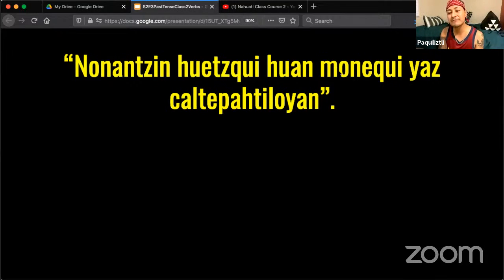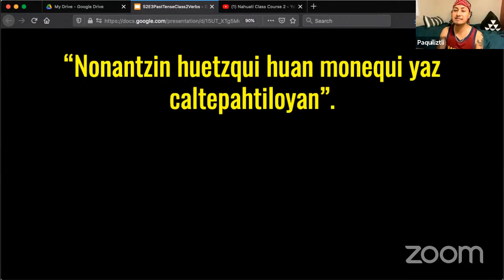Notice that after this verb monequi, the second verb is in future tense. So if you go back a couple of classes, you'll remember that anytime after the verb neki, the second verb has to go in future tense. So if I want to say I want to go, I would say nikneki niyas. Nikneki niyas. I put the ni in both spots. Nikneki niyas. I want to go.